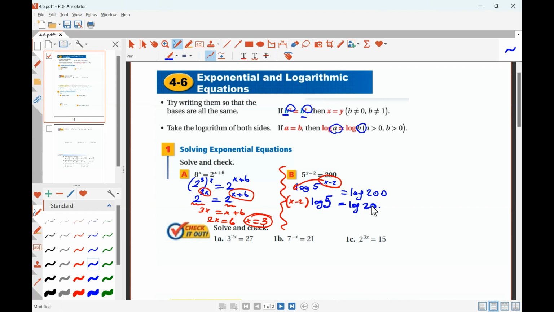log 200. I need x alone, so divide both sides by log 5. So x minus 2 equals log 200 divided by log 5. Here in this case, we can use our calculators. Everyone has this log base 10 button on the calculator. So just type log 200, and type log 5 too, and see what the answer is.